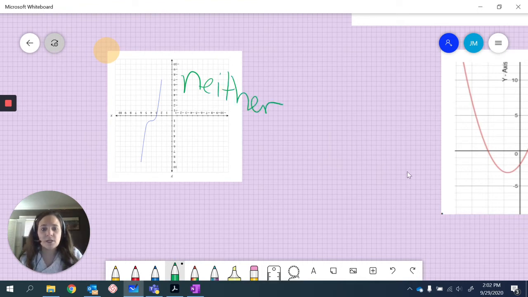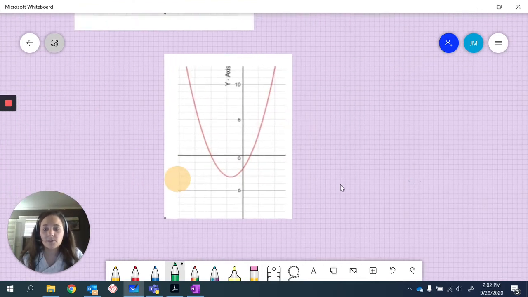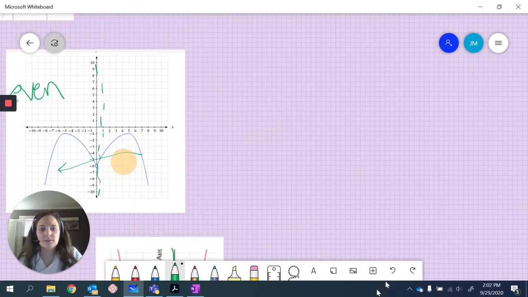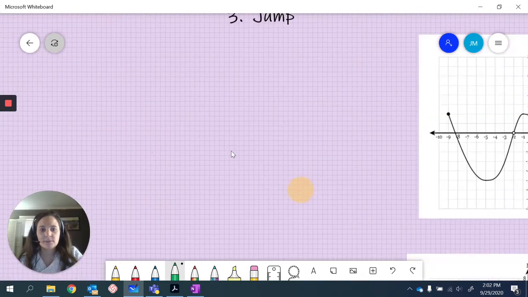And I do want to caution you that not every quadratic function is even. Some students believe that, but here's my y-axis. If you sandwich it on top of each other, is it identical? No, so this one is neither. Okay, so that's even and odd. Now we're going to go back up and talk about discontinuities.